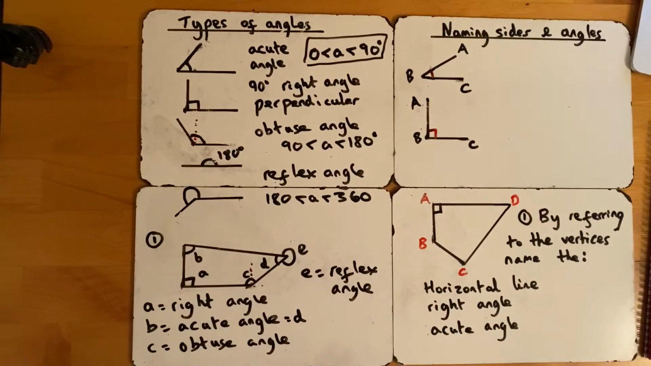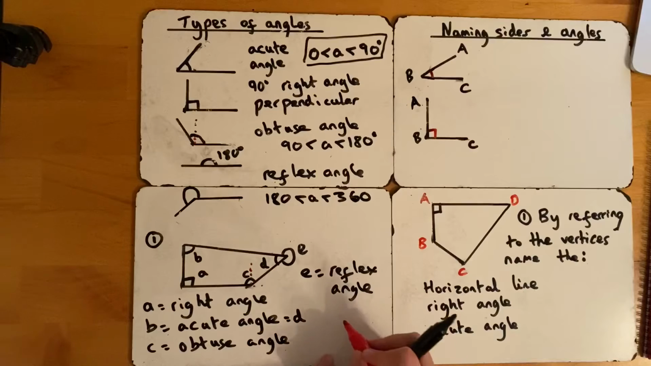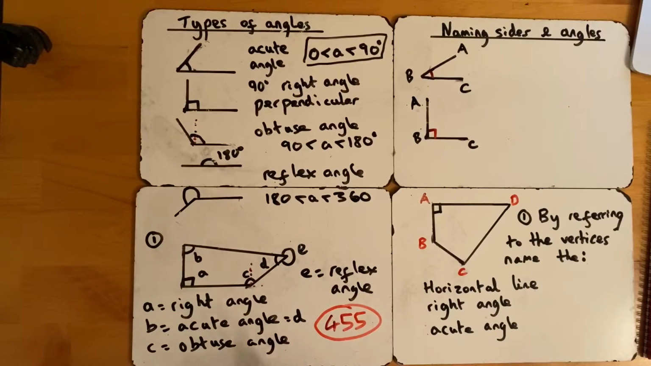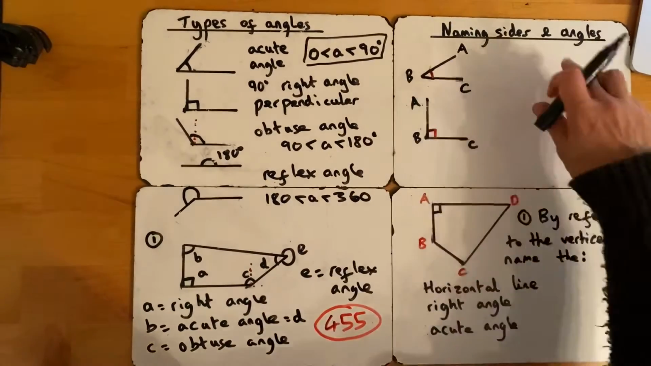Okay, once you've got that all copied down, can you go to Hegarty Maths and do task 455? So pause this video, go do Hegarty Maths 455, and then we'll come back and do naming sides of an angle.